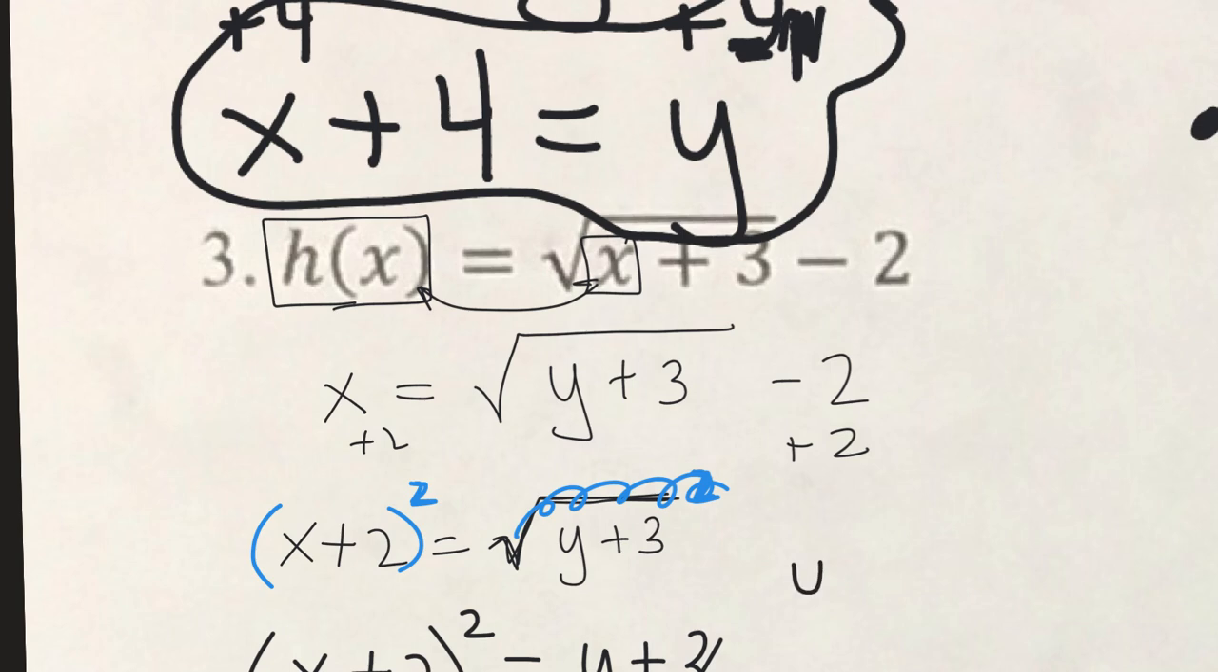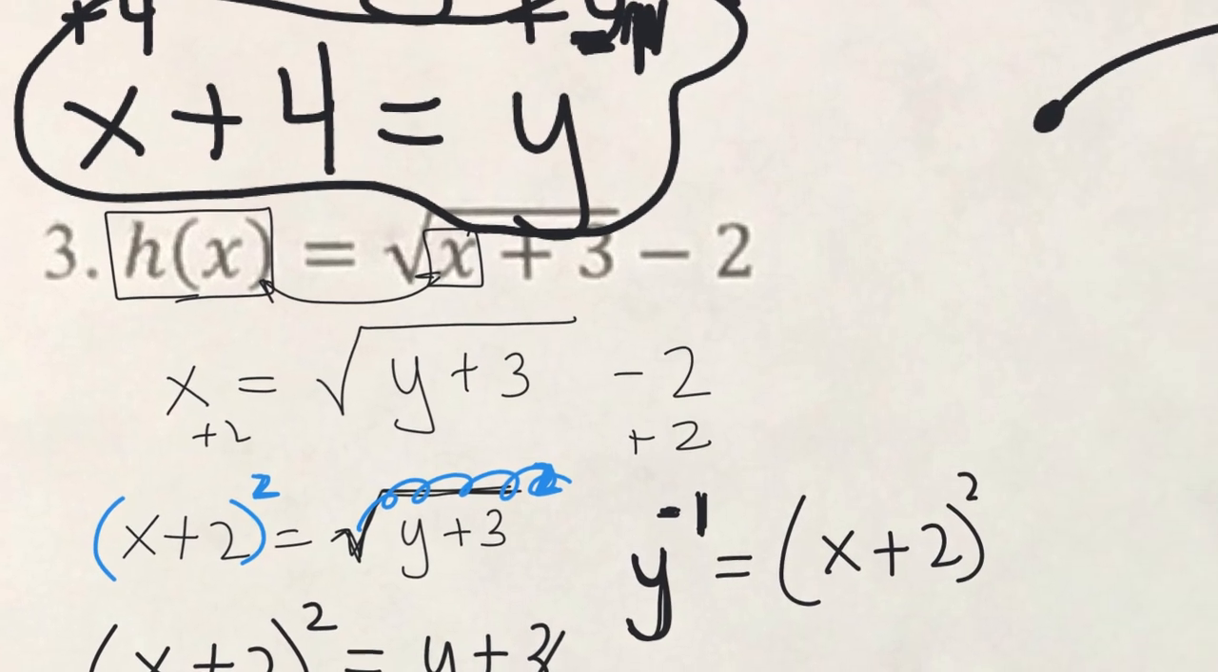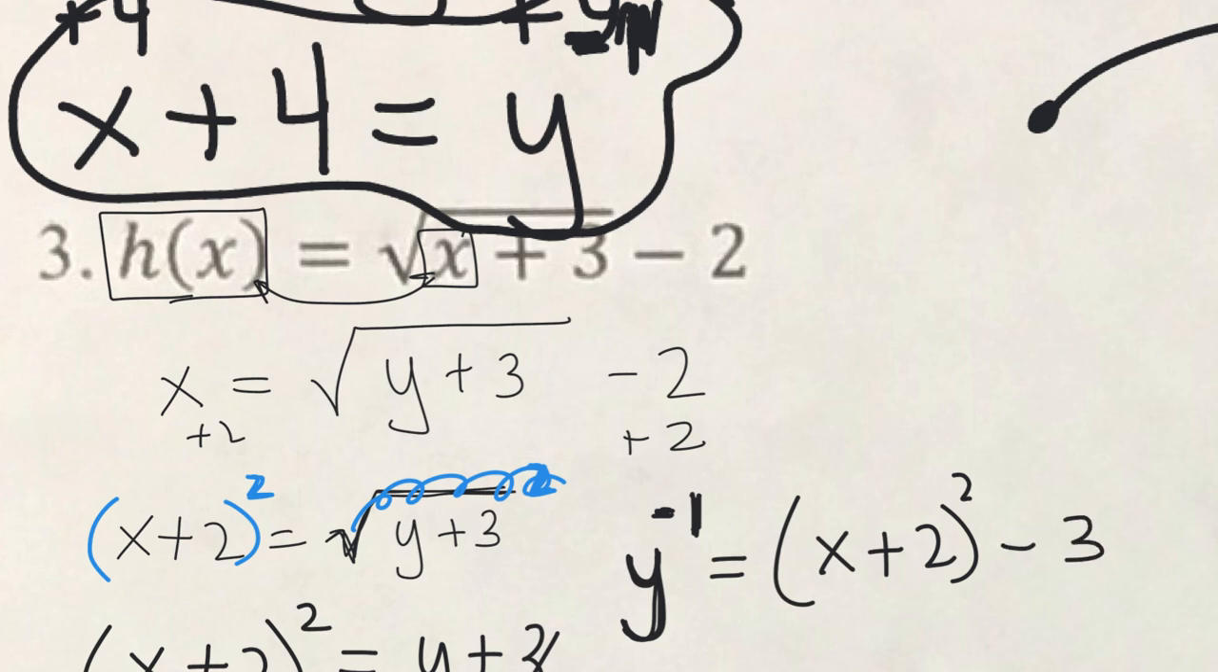Remember, so we have y inverse, or in this case, h inverse, because our original function was called h. So we could have an h inverse here also instead of y inverse. It's x plus 2 quantity squared minus 3. Okay, but remember, that's the whole entire u. That's the whole entire graph of our quadratic. And we can't have that. We can only have the right side.